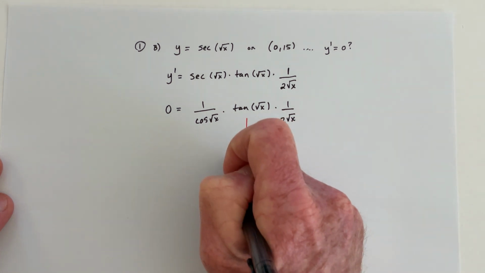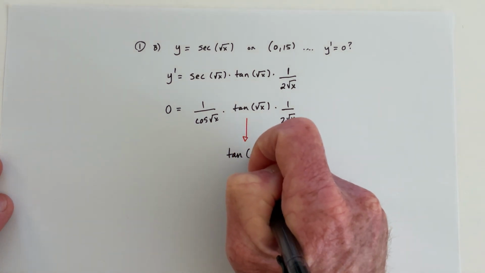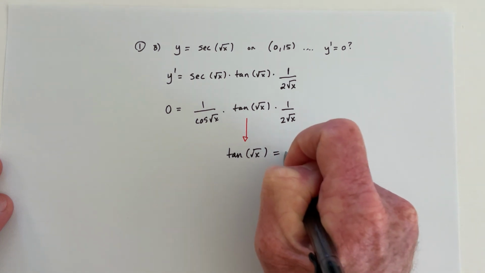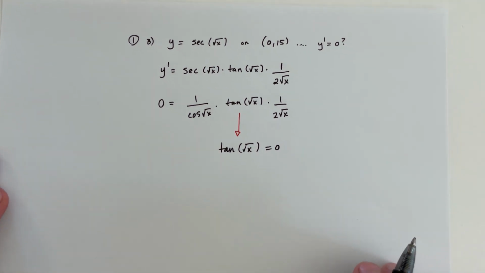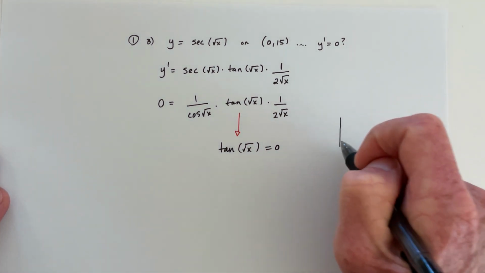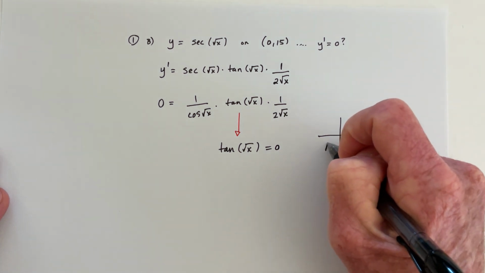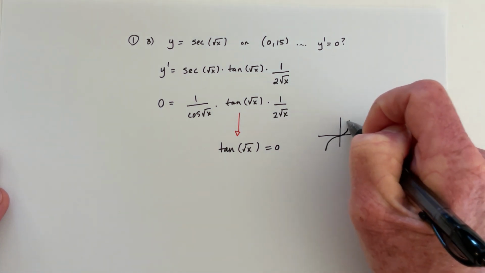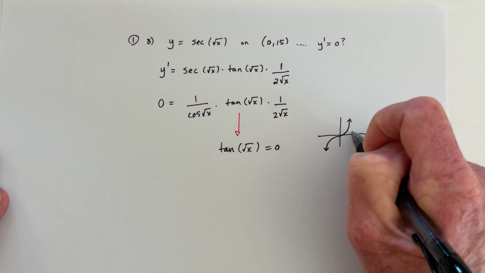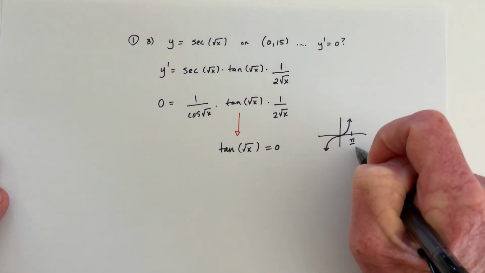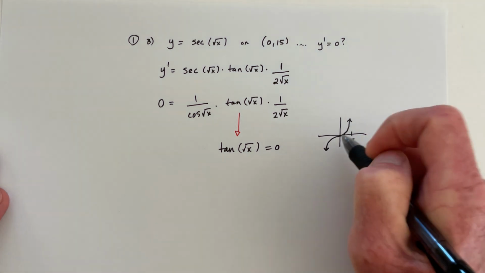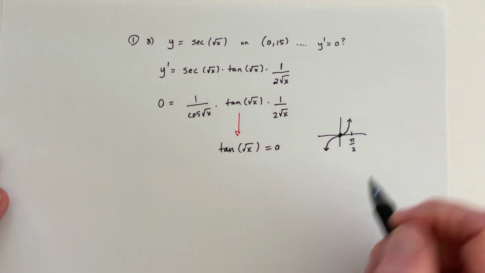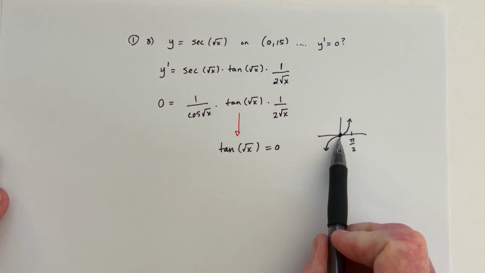So when does tangent of the square root of x equal 0? If you think about the tangent function from trigonometry, it looks like this. And this is an asymptote over here at pi over 2. So when it equals 0, is x equals 0.